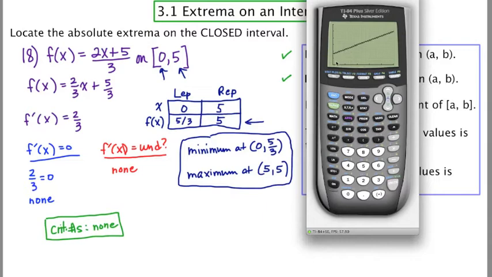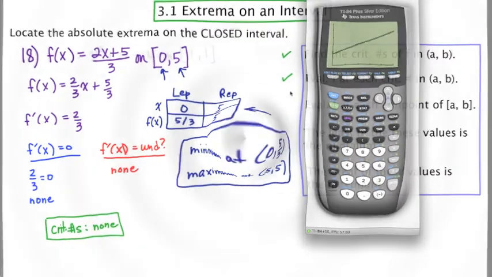And our calculus told us the lowest point was (0, 5/3). And this is between 1 and 2, that's 5/3. And our highest point was at (5, 5). And if we go over, that's 5. So this is just an illustration of why the answers are what they are.